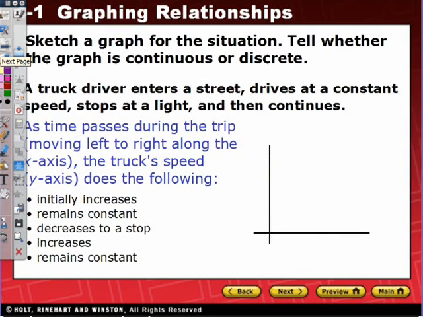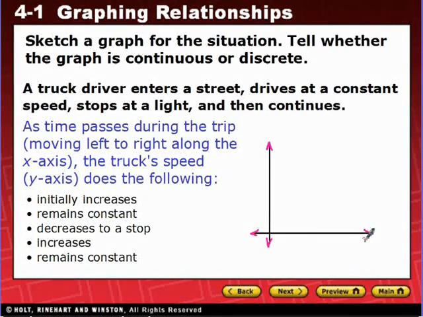Now we're going to do a quick sketch, so you can draw a little graph, right? It should have arrows on it. Like it's only got the positives, so you don't really need 4 quadrants, really just 2. And we're going to sketch a graph for this situation. And we're going to decide if it's continuous or discrete. Now these are not the kind of problems where everybody gets the exact same picture. Yours might be a little bit different than mine depending on how you interpret the story. A truck driver enters a street, drives at a constant speed, stops at a light, and then continues.